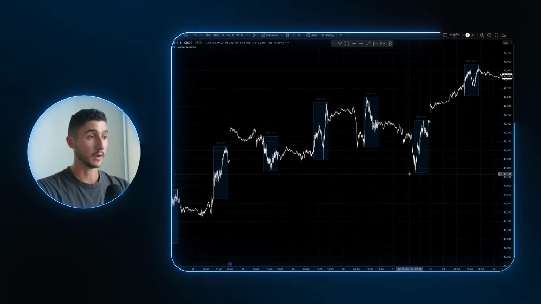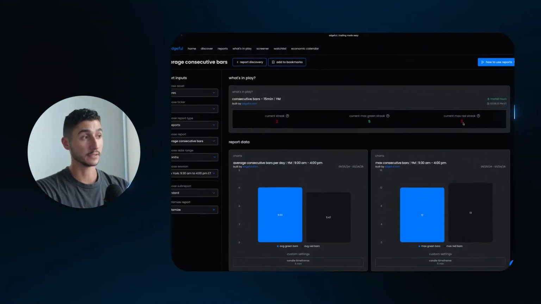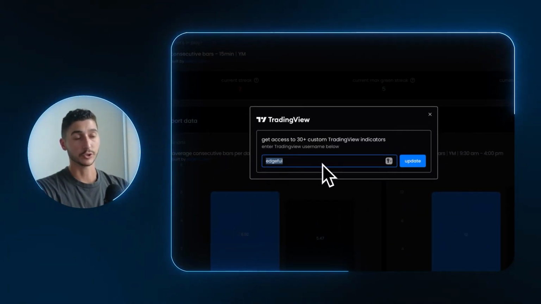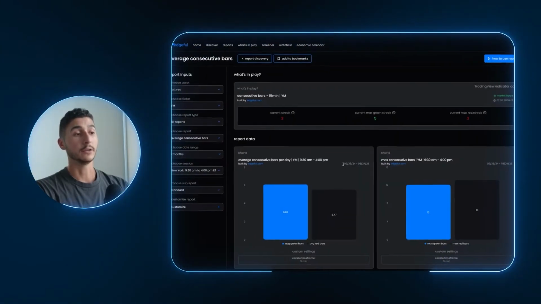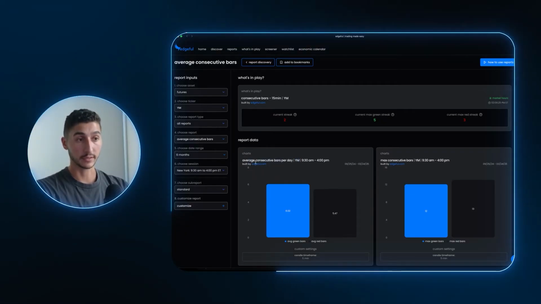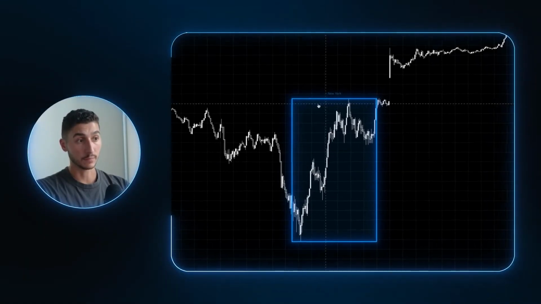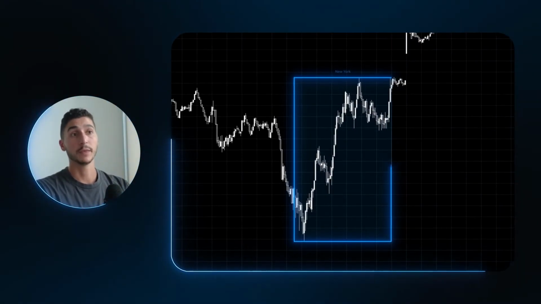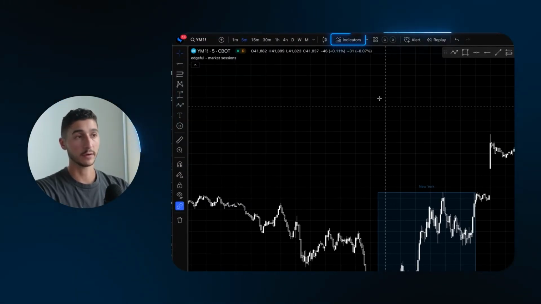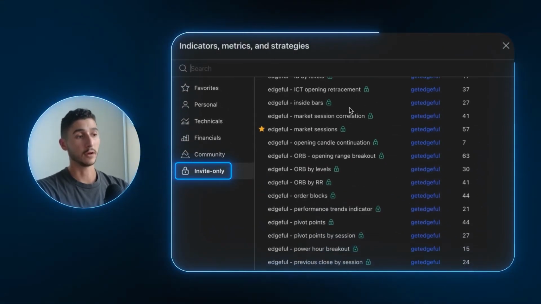Now I have these blue boxes. This is an edgeful indicator called market sessions. If you want to get access to these indicators, on the right side, you're going to see this indicator access button. Put your TradingView username in here, and you will automatically get access to over 35 indicators. We don't have one for this consecutive bars report because it's just the consecutive bars. What we do have is these market sessions, which I think is really important. You can find your TradingView username by clicking the profile button. You're going to see it right over here. Once you do that, you're going to see in your indicators the invite only appear, and all of them will be right here.